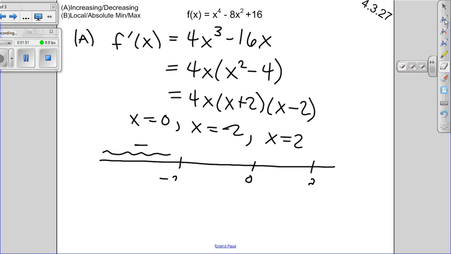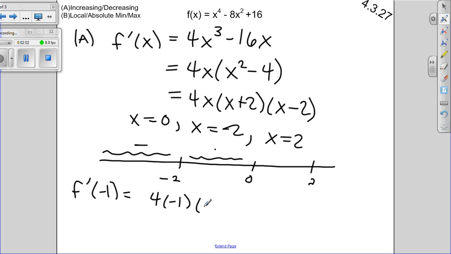So now let's consider something in this area. Let's try negative 1. So f prime of negative 1 is equal to 4 times negative 1, negative 1 plus 2, negative 1 minus 2. So that's equal to a positive times a negative times a positive times a negative. So that's going to be a positive value.